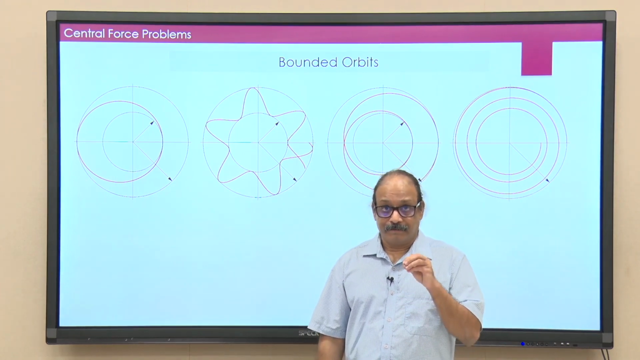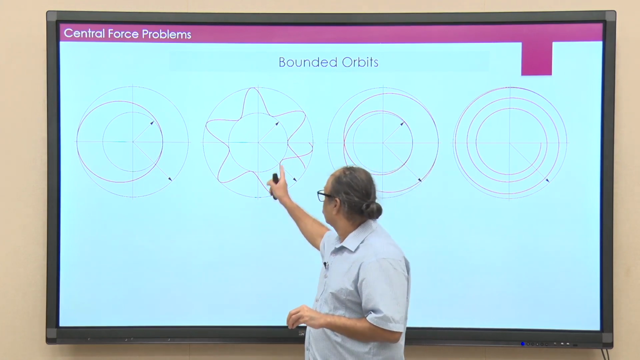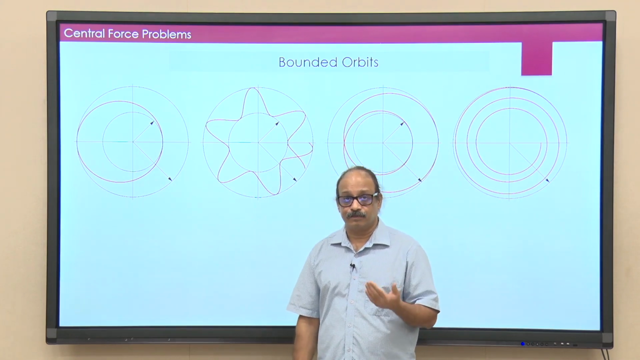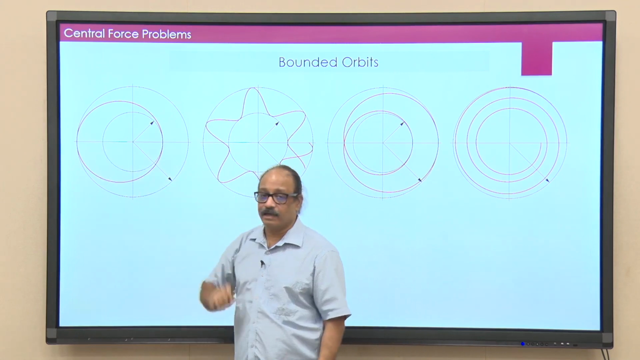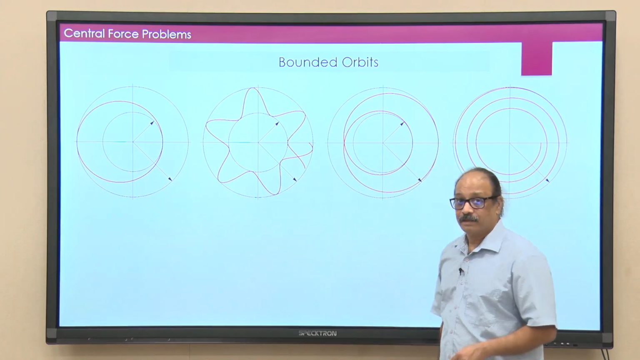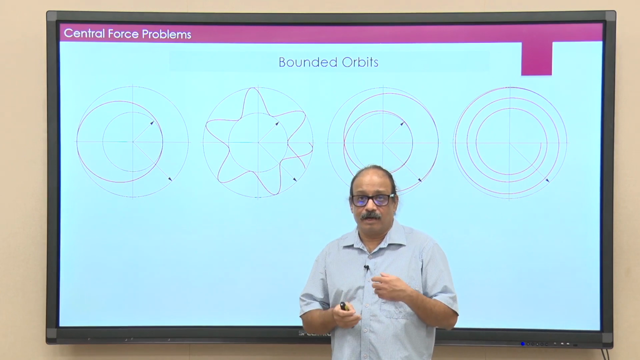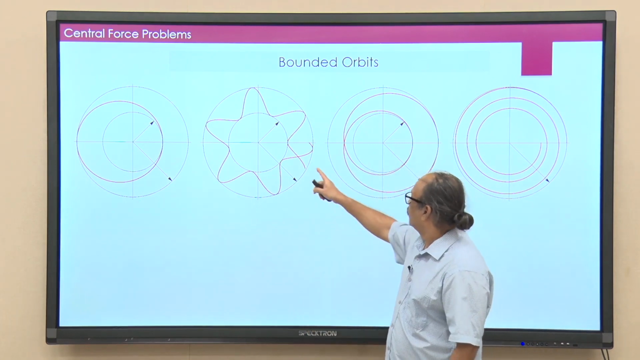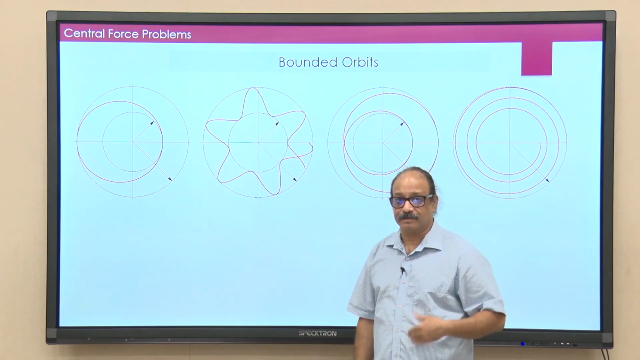It might, between r1 and r2, here it went from r1 to r2 in an angle less than 2 pi. Here it went from r1 to r2 in angle pi. Here it went from r1 to r2 in 2 pi. So, basically it is all about how much time theta takes to rotate and how much time r takes to oscillate between the r1 and r2 limits.